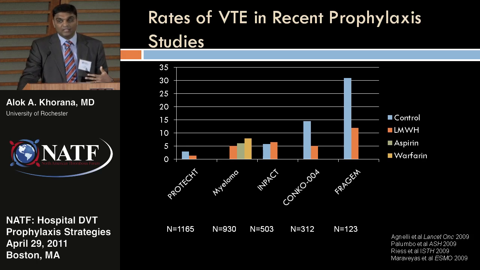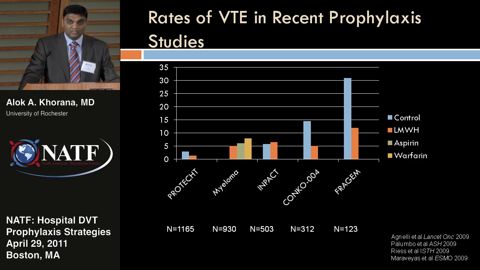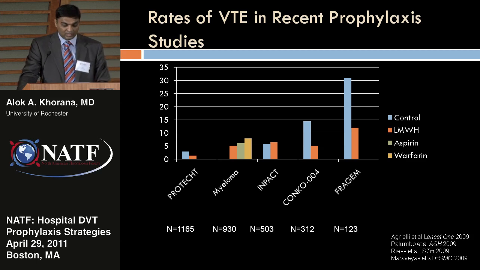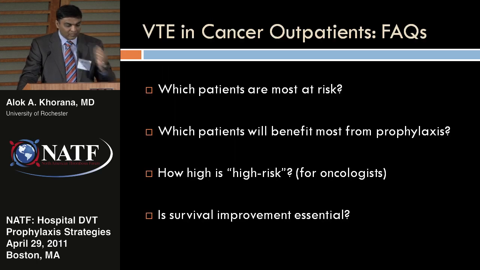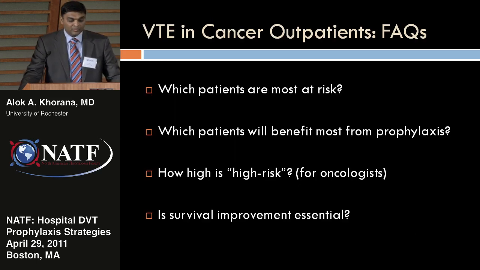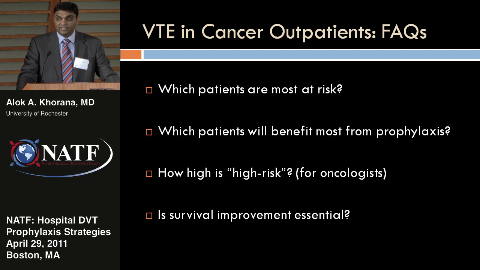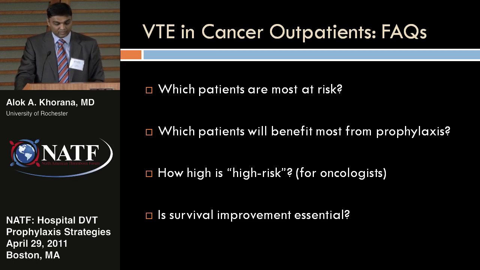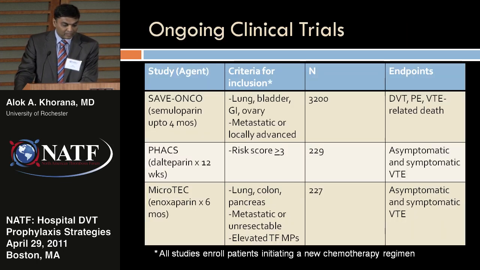So it's clear that cancer patients have very high rates of VTE. It's clear that there are different ways to identify those patients: the site of cancer, risk scoring, biomarkers. And it's clear that if you identify the right patients, you can clearly reduce the burden of VTE in that population. The important issue, however, is that there is still not a consensus, at least in the outpatient setting, on which patients are most at risk, which patients will benefit from prophylaxis, how do you define high risk, and is it important to also show improvement in survival? But 3 ongoing studies hopefully will answer those questions.